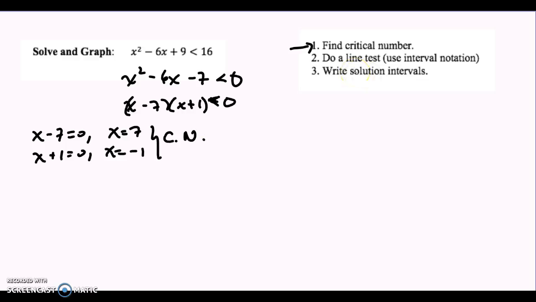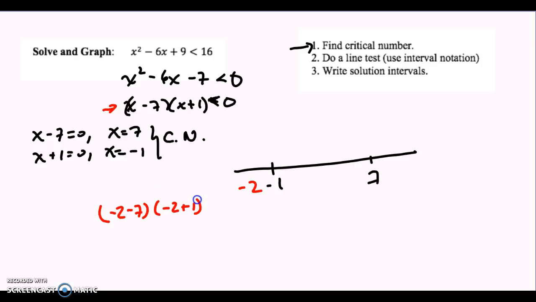What's next? Do a line test. Okay, so I'm going to draw my line. I got -1 here. I got 7 here. I got to pick a number on the left of -1 and see what the sign is. So I'm going to pick a number like -2. I'm going to plug it into either one of these. I'll probably plug it into this one because it's a little bit easier to evaluate. -2 minus 7, -2 plus 1. I got a negative number, and I actually don't really care about the value. I'm just interested in the sign of this because I want to know where the numbers are going to be less than 0 for this inequality. I got a negative number, I get another negative. When I multiply those together, I get a positive value out.